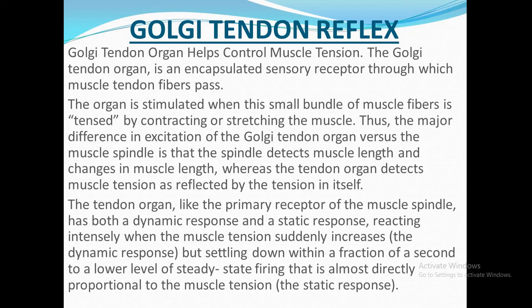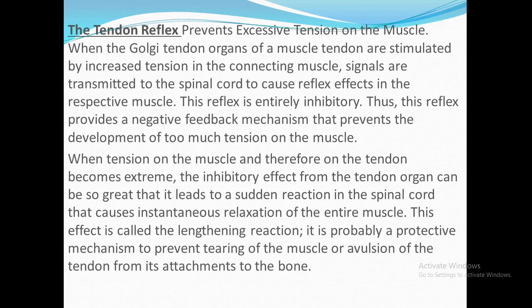The tendon organ, like the primary receptor of the muscle spindle, has both a dynamic response and a static response, reacting intensely when the muscle tension suddenly increases, the dynamic response, but settling down within a fraction of a second to a lower level of steady-state firing that is almost directly proportional to the muscle tension, the static response. The tendon reflex prevents excessive tension on the muscle.